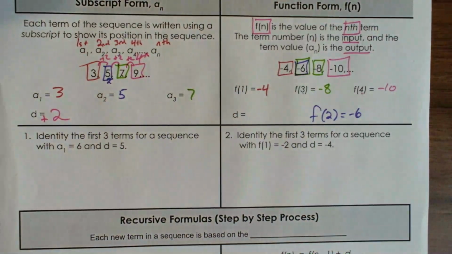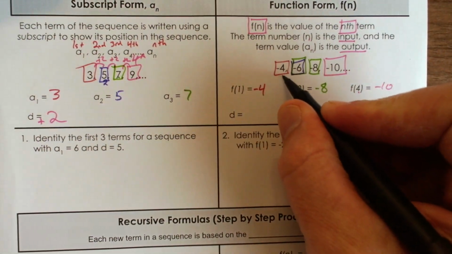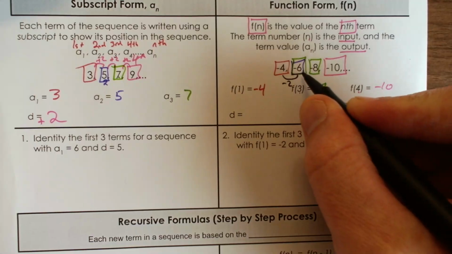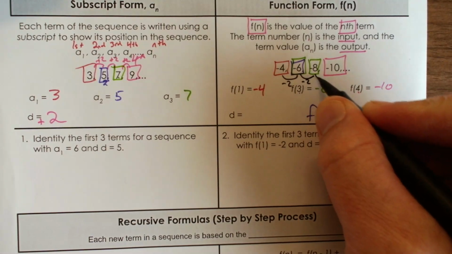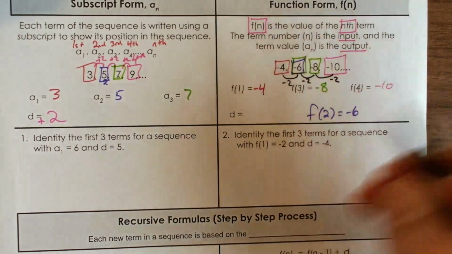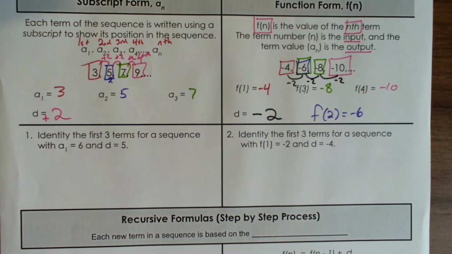So now we look at common difference. How much is this changing by every single time? Well, we start at -4 and we go down 2. Then we're at -6 and then we go down 2 more. And then we're at -8 and we go down 2 more and we get -10. So we are going down by 2 every single time.